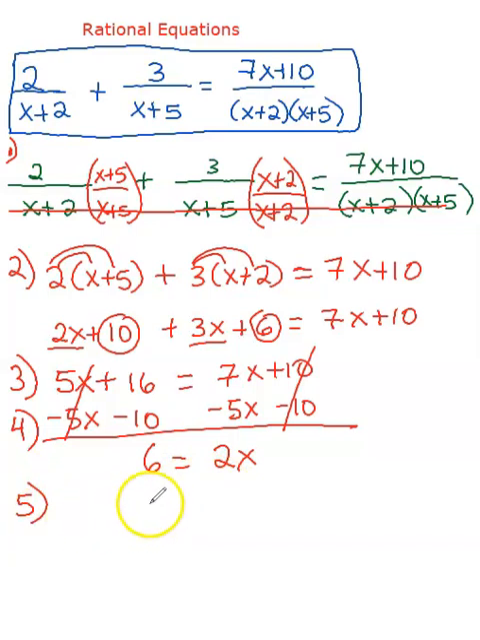Now for step number 5, I now have 2x equals 6. So the opposite of multiplication, 2 times x, is division. So I'll divide both sides by 2, like this. So x will have to be 3, because 6 divided by 2 is 3.